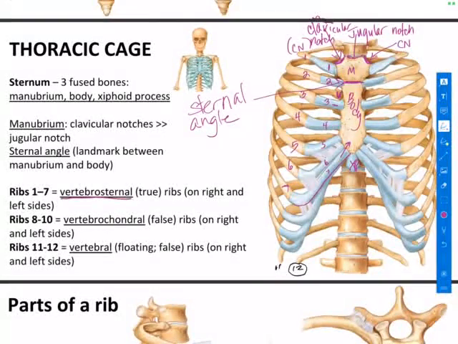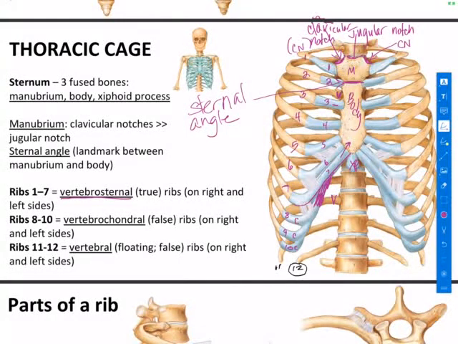Now, ribs 8, 9, and 10, what makes them a little bit different is that they don't attach to the sternum with their own cartilage. This is the cartilage of rib 8, and this is the cartilage of rib 9, and this is the cartilage of rib 10. But what they do is they attach to the cartilage of rib 7. And another name for cartilage is chondrule. Chondrule means cartilage. So these start off attaching to the vertebra posteriorly, and then they wrap around and they attach to the cartilage of rib 7.